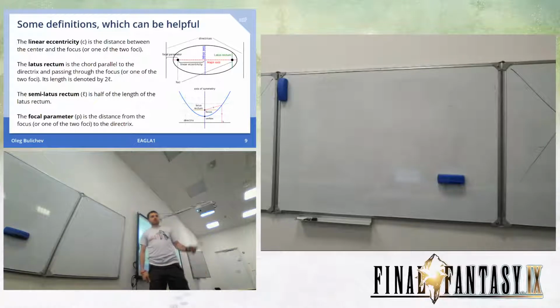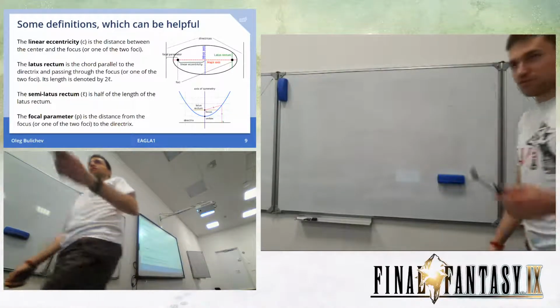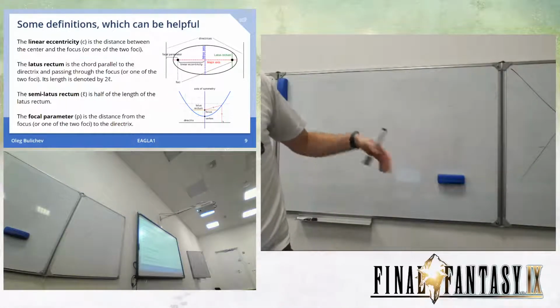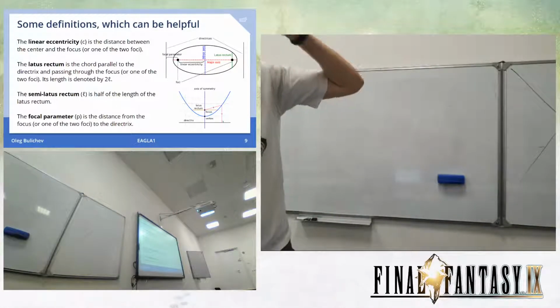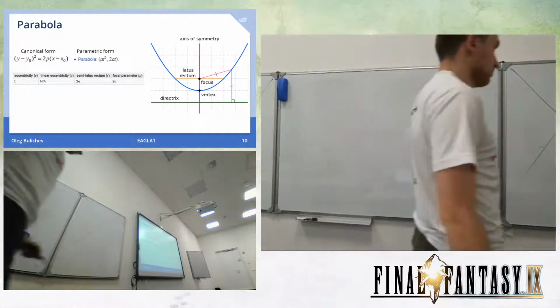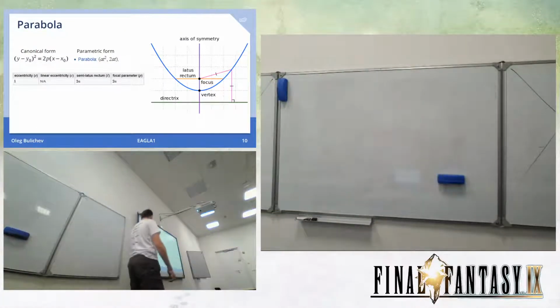About the result slides, we will come to it later because we found out that we have different equations. So eccentricity is equal to 1, linear eccentricity is equal to nothing. It doesn't exist. Latus rectum is 4p, focal parameter is p. This equation.